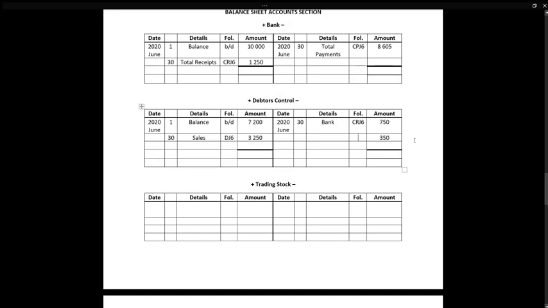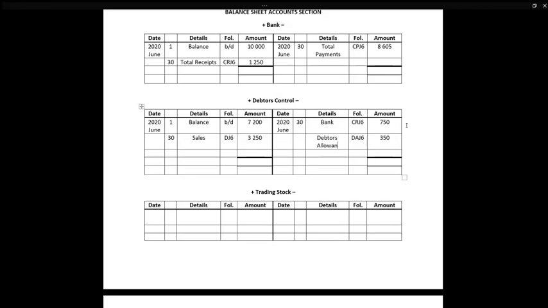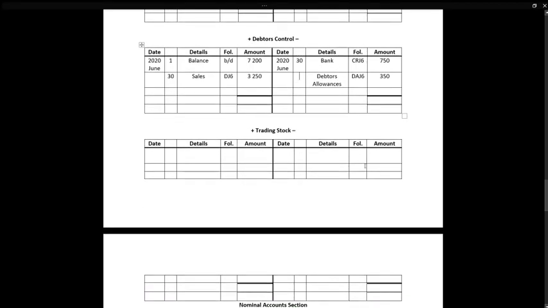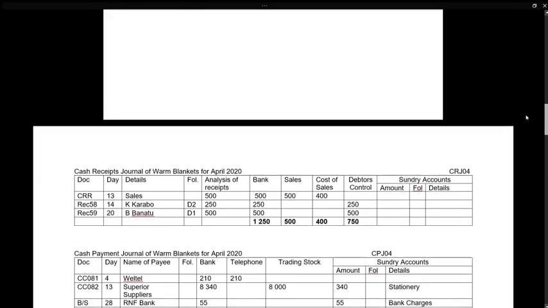Where did I get this information from? Debtors allowances journal number 6. Details will be debtors allowances. Took place on the 30th. I'm not going to write the date again. Only thing left to do in debtors control is the balancing, which I will do in the end. Trading stock. Let's see if they gave us an opening balance.